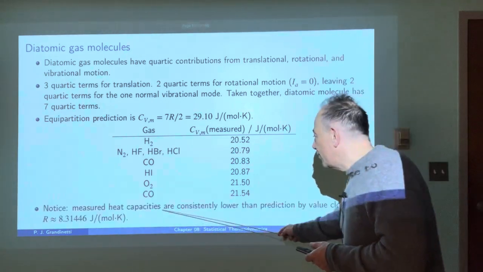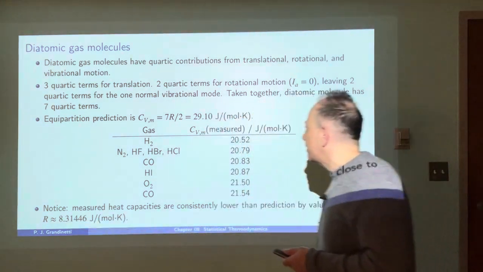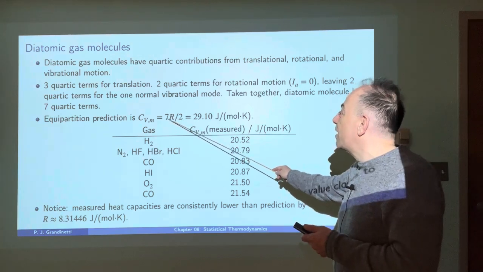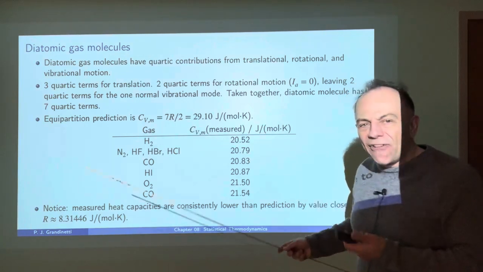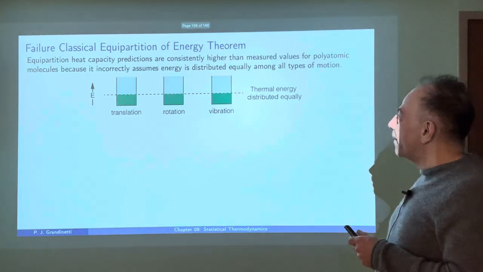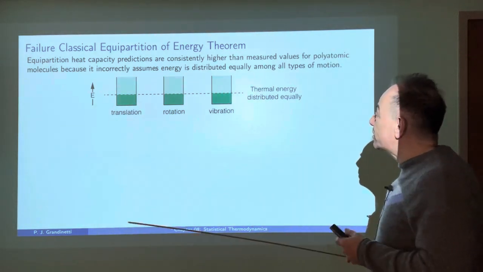And in fact, if you look at them, they're all lower by a value of about 1 gas constant. So in other words, one of the R's here; instead of 7R/2, it's more like 5R/2. And why is that? This really puzzled Boltzmann when he was trying to do this, because he was getting disagreement and he didn't understand what was going on.